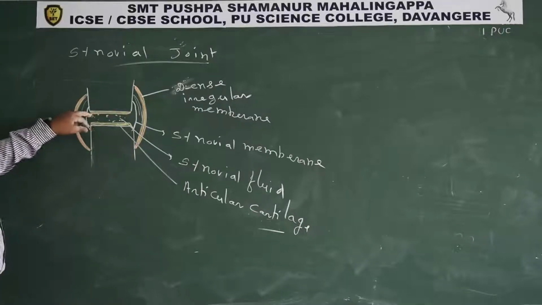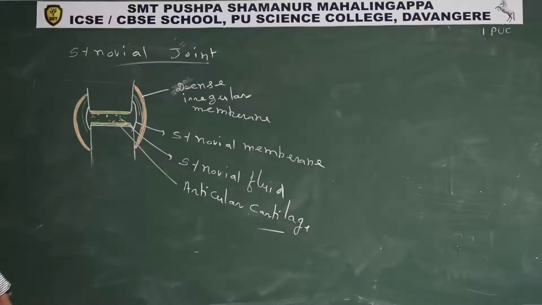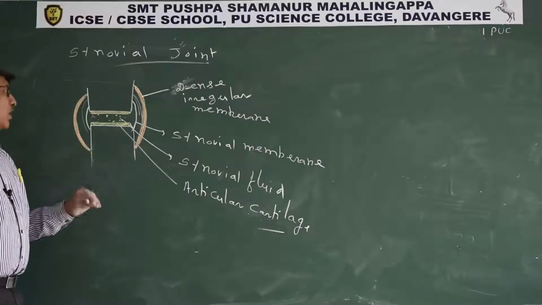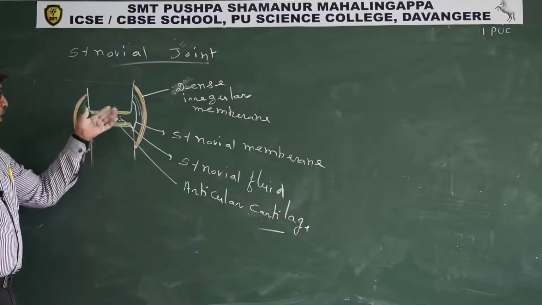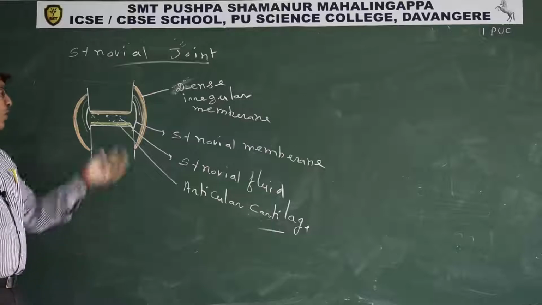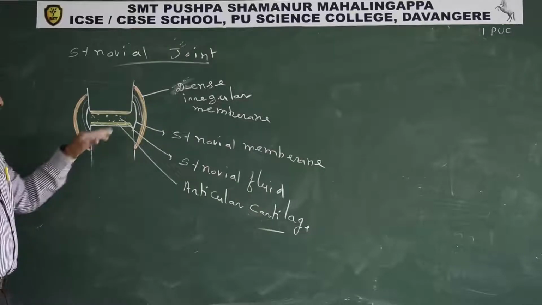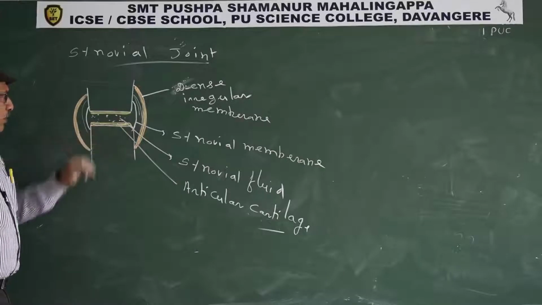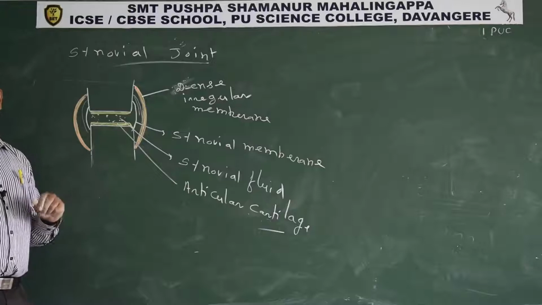The end of each bone contains hyaline cartilage known as articular cartilage. During movement, the articular cartilage of one bone articulates with the articular cartilage of the other bone, so the bones are never subjected to damage. The synovial membrane produces synovial fluid. Synovial fluid acts as a lubricant.